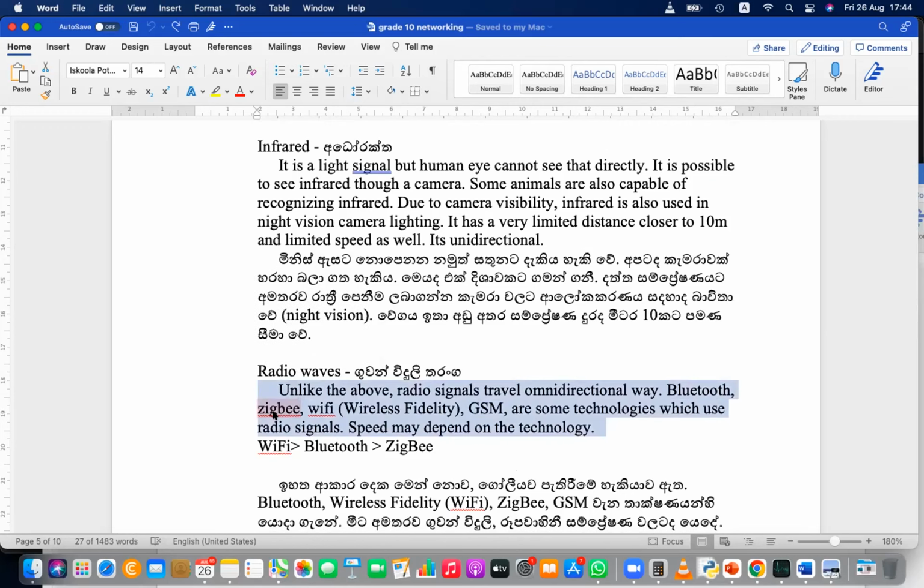Zigbee. Have you heard of Zigbee? Where is Zigbee? Have you heard of Zigbee signals? Yes or no? Okay, Zigbee signals. If you have not heard of them, Zigbee signals are there.